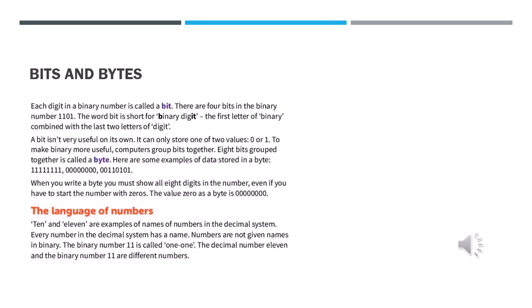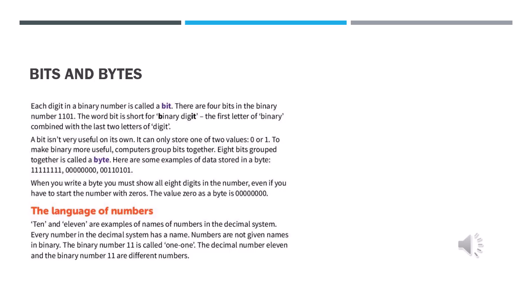A bit on its own isn't very useful. It can only store one of two values, 0 or 1. To make binary more useful, computers group the bits together. 8 bits grouped together is called a byte. Here are examples of the data stored in a byte. When 8 bits are combined, they make a byte.